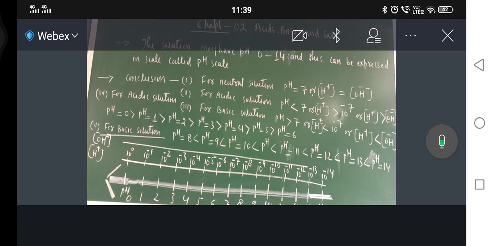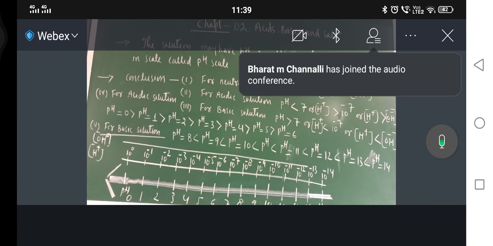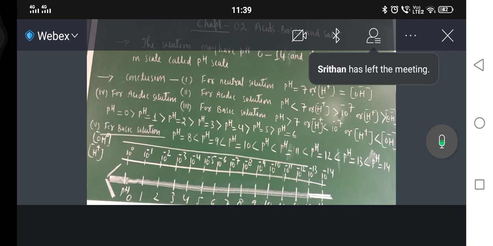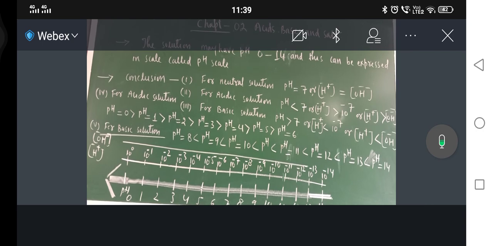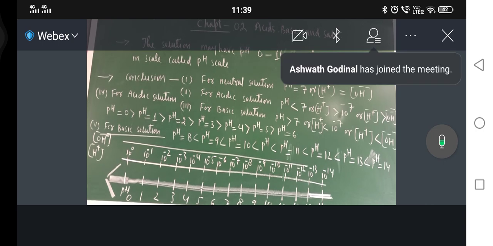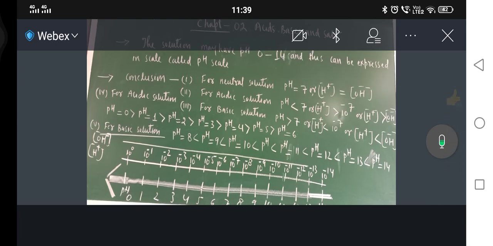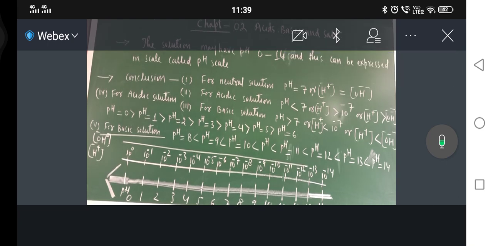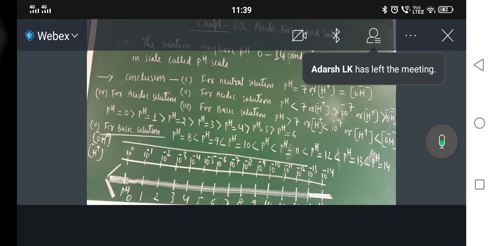For an acidic solution, what is the pH? pH may be 0, 1, 2, 3, 4, 5, 6. Are you getting my point or not? For an acidic solution. And for a basic solution, what would be the pH? pH may be 8, 9, 10, 11, 12, 13 and 14. Okay. So what conclusion can we draw here? Smaller the pH, stronger will be the acid. Greater the pH, stronger will be the base. And if pH is equal to 7, the solution will be neutral. Am I correct or not?